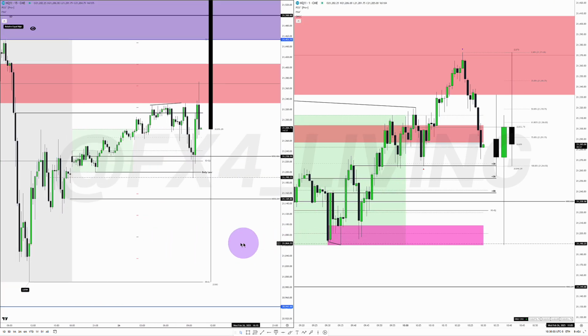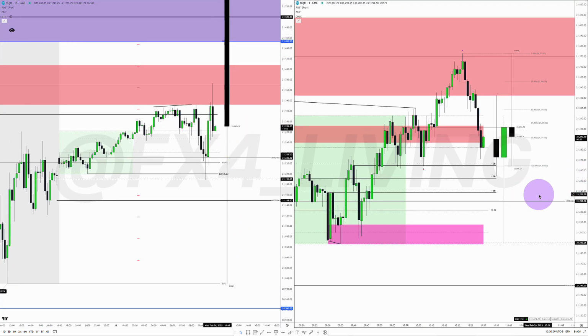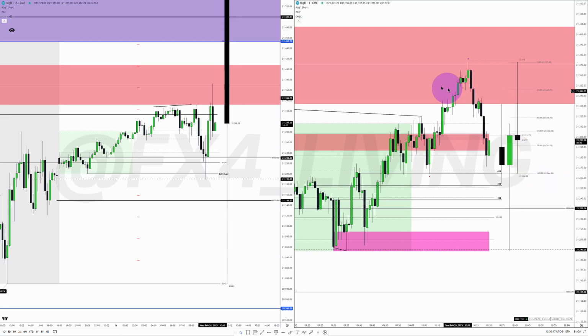Because we also need to remember that the weekly candle is currently in a sell side delivery standpoint. Interesting reaction right here on the 75% of the current 1 hour time frame.